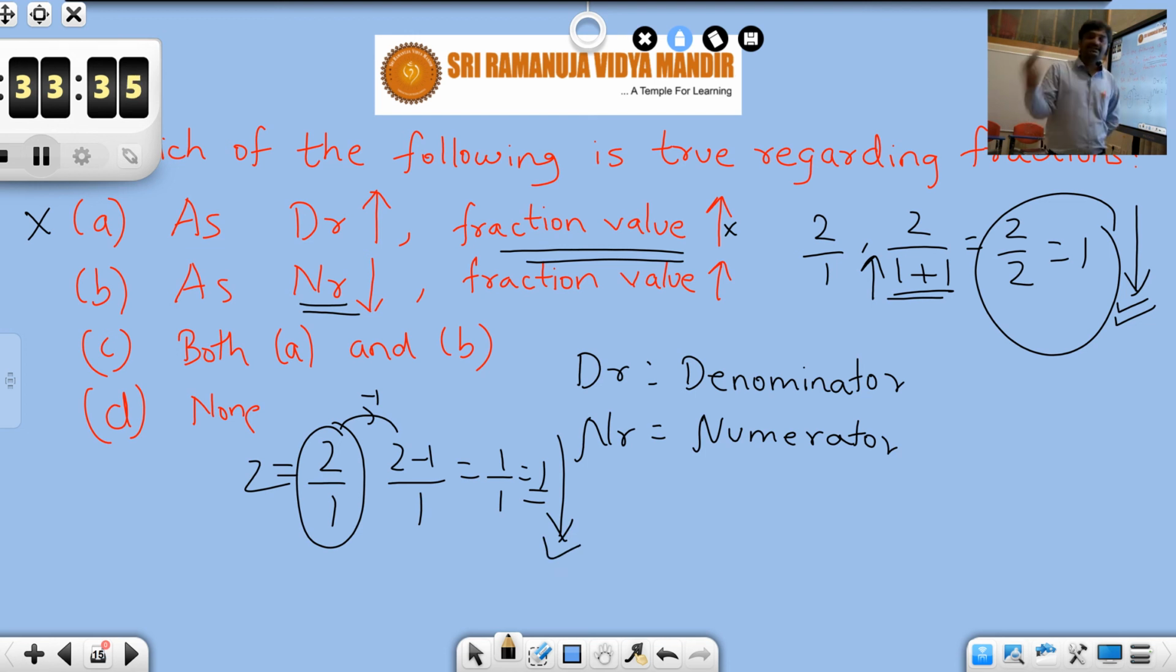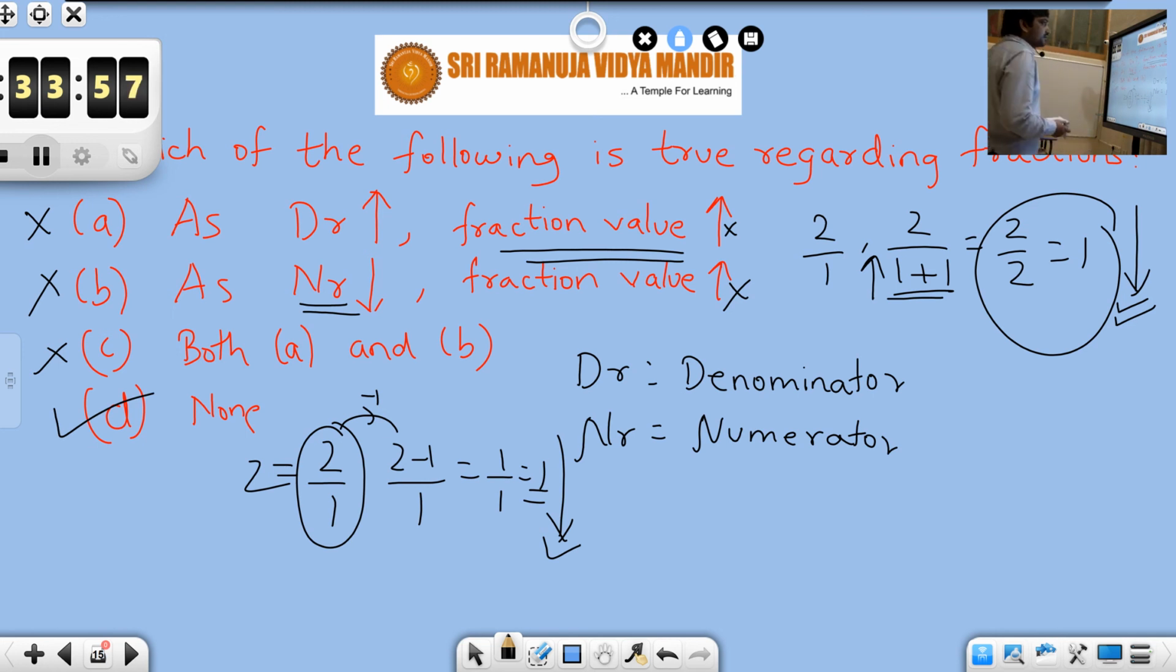So the fraction value is decreasing. Whenever we are trying to reduce the numerator keeping the denominator constant, the fraction value reduces. But in this option it is given as fraction value increases. So this is wrong. So both A and B, again this is also wrong. So option D is the answer.